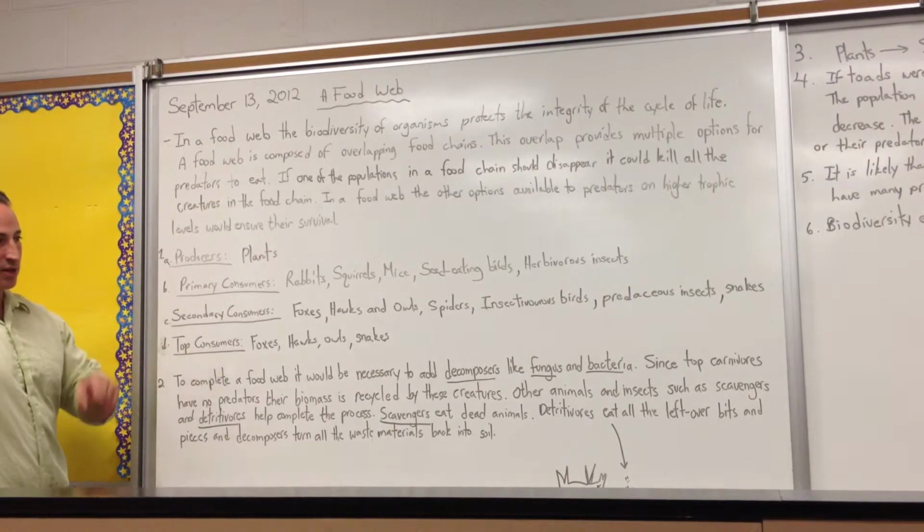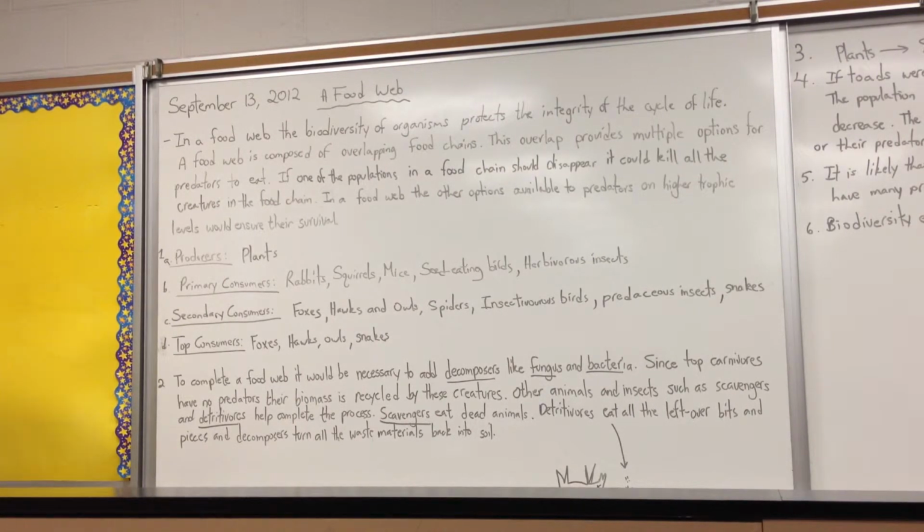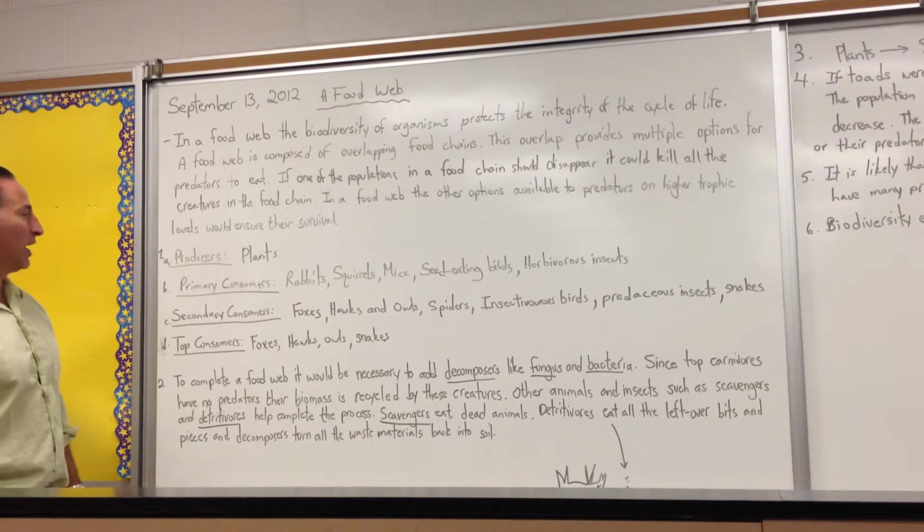So it ensures that we have a continuous cycle all the way around, coming back to even the top carnivore, when it dies, will turn back into food for the producer. Say if an eagle dies, it decomposes, it provides fertilizer for the soil, and the soil then grows grass. So the producers in this chain, in this web, are the plants.